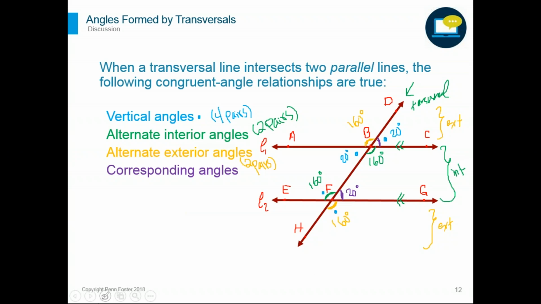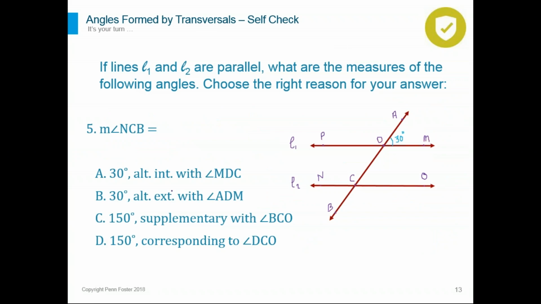Okay, let's go to a self-check question, again, not graded. Let's read the question together. If lines L1 and L2 are parallel, what are the measures of the following angles? Choose the right reason for your answer. In each of those questions, this one and the next 3 or 4, you will identify the measure of the angle and the reason why you think that is the measure. The first question is the measure of NCB.